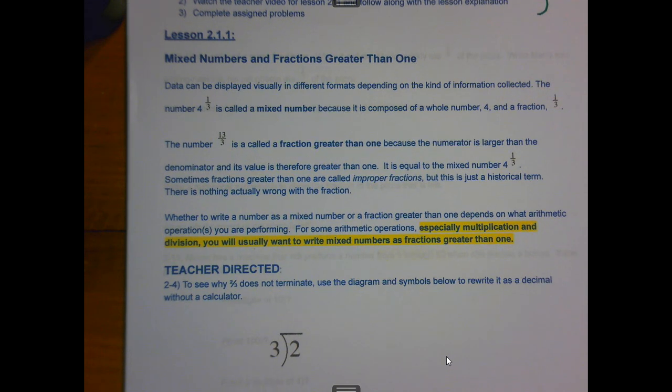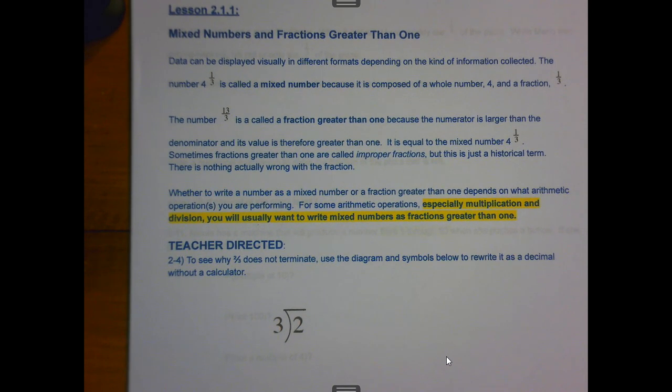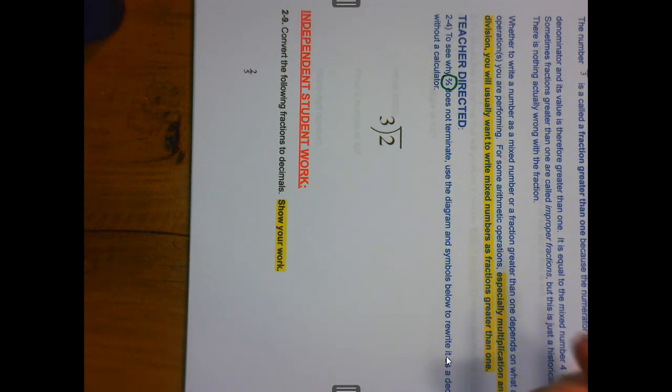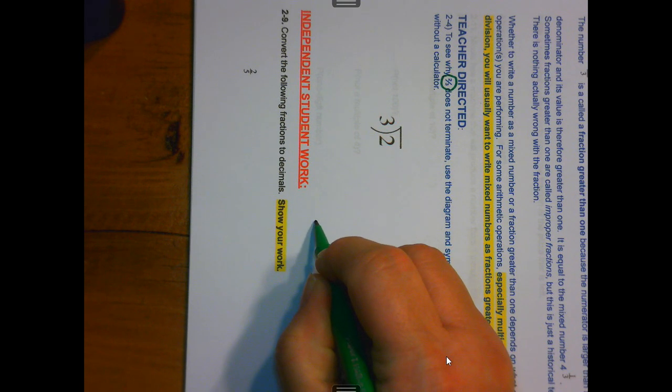The teacher-directed problem for today is 2-4. And it says, to see why 2/3 does not terminate, use the diagram and symbols below to rewrite it as a decimal without a calculator. So what we are doing is we are taking the fraction 2/3, which is read 2 divided by 3. We are putting it into a division box, and I'm going to rotate my paper so that I have a little bit more space to show you my work. I'm going to rewrite the problem here.